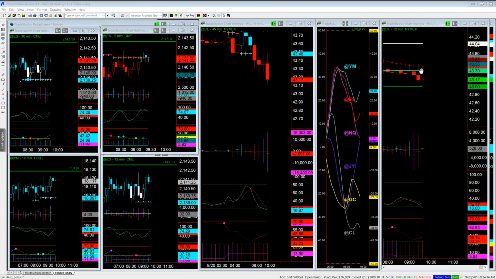And that actually, on crude, is a classic reversal bar. And the fact that we had that volume divergence was just kind of icing on the cake.